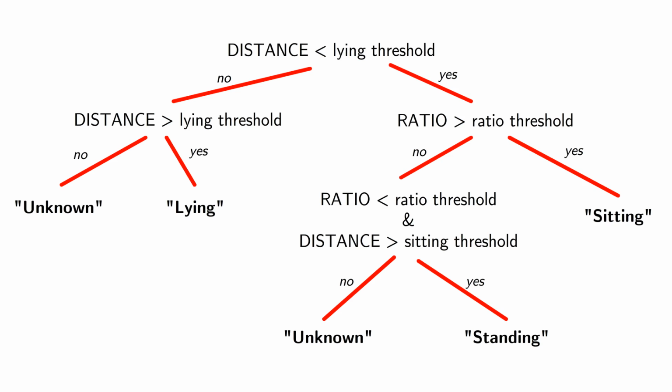Since we know the distance when the dog is standing, we can assume that the dog is lying down when he appears farther away. When the dog is standing, the bounding box around him is more rectangular, but when he sits, it becomes more square. Using a simple decision tree, we can classify the dog's posture.